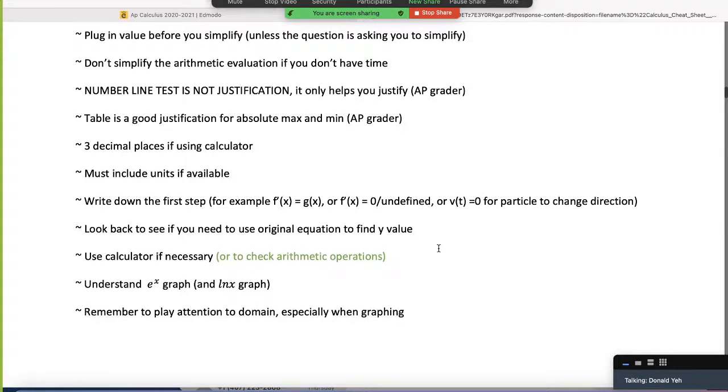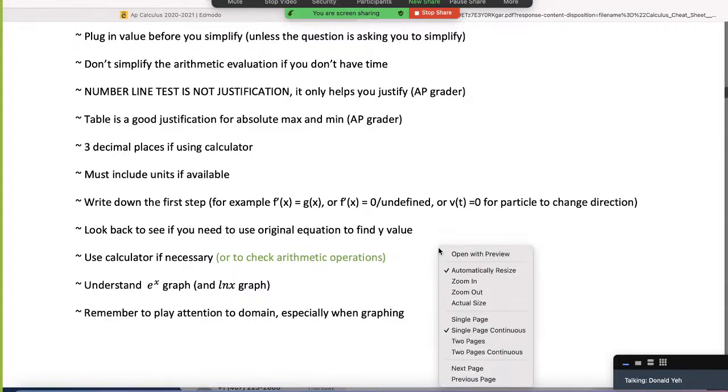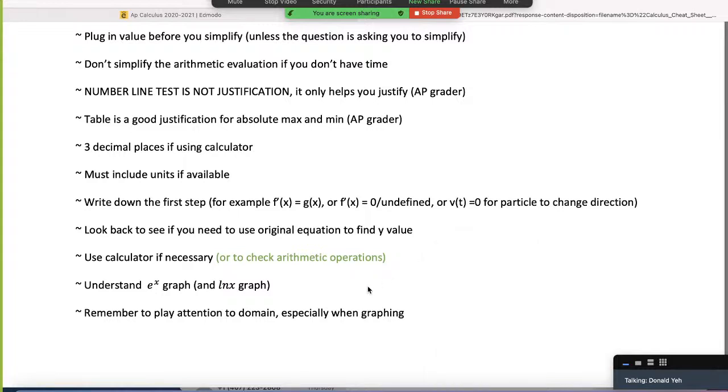Understand the e to the x graph. Do you know how to draw the e to the x graph? Something to understand: the limit as x approaches negative infinity of e to the x is equal to 0. The limit as x approaches positive infinity is going to be infinity. So it can never equal 0.